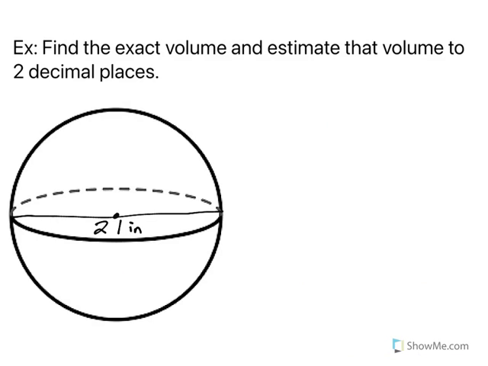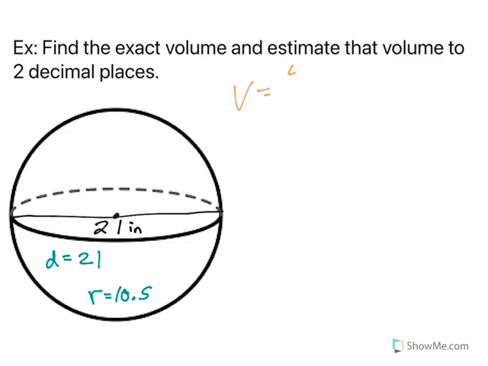Let's do one more. In this case, we want to find the exact volume and estimate that volume to 2 decimal places. Here, you can see that we are given a diameter of 21. Now, if the diameter is 21, how do we find the radius? We divide by 2. So 21 divided by 2 gives me a radius of 10.5. Great.